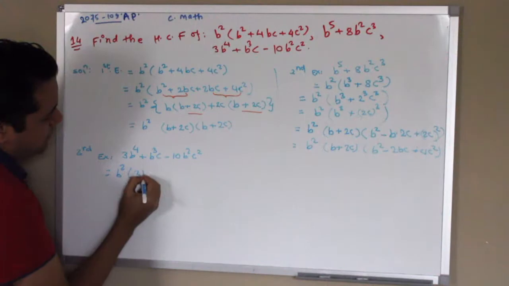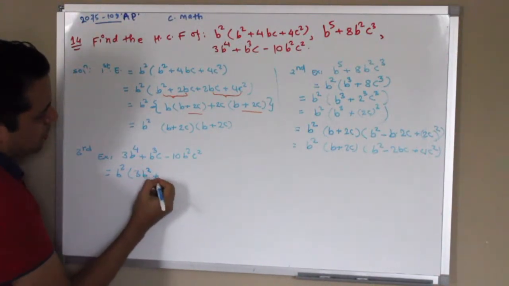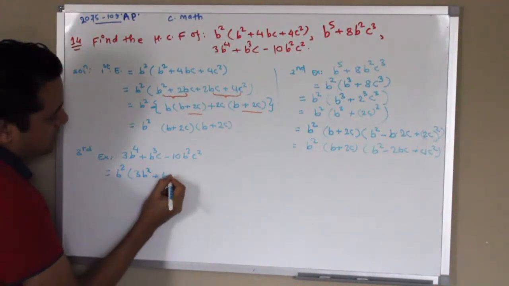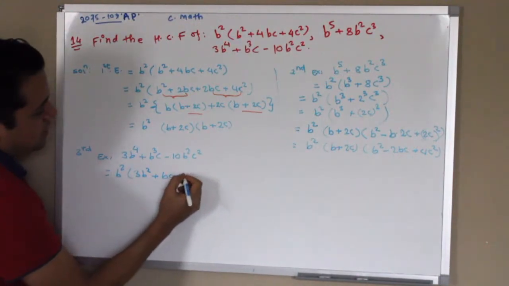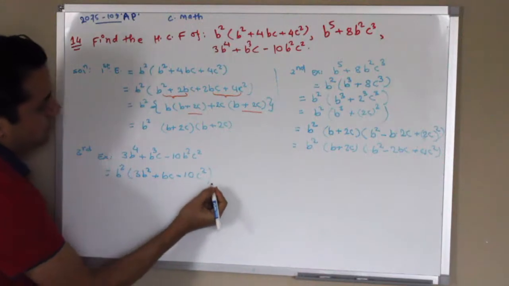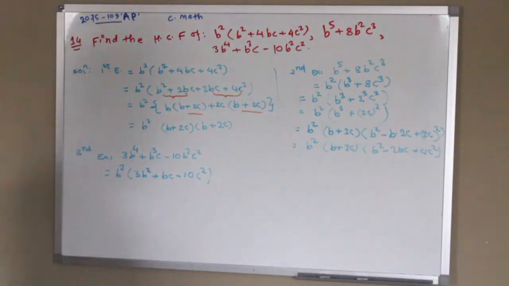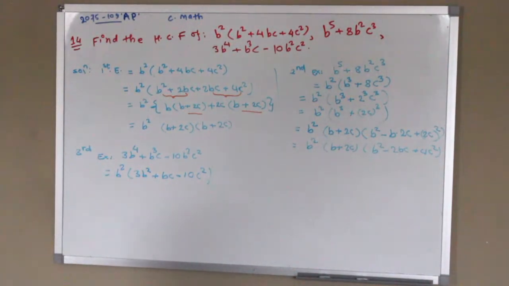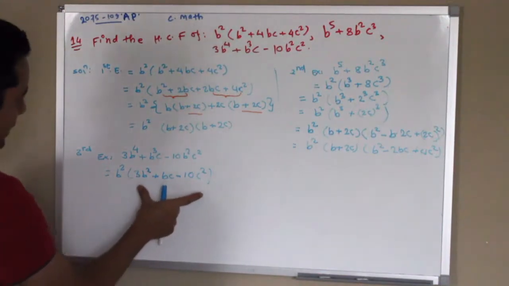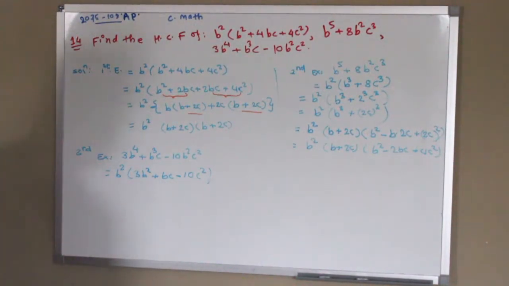I have a 3b squared plus 2b gone, bc, minus 10b squared gone, c squared. Now we took out the common, there is no common left. Now our job is to factorize. Let's try to factorize. How do you factorize?